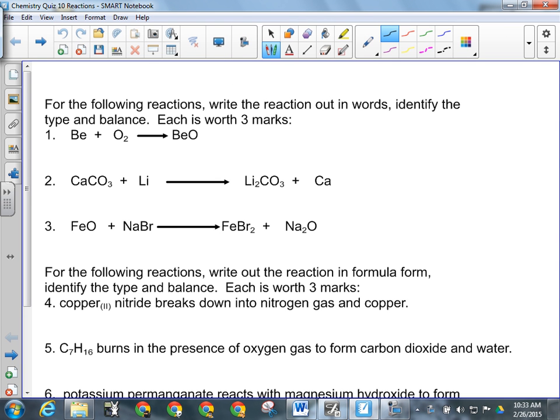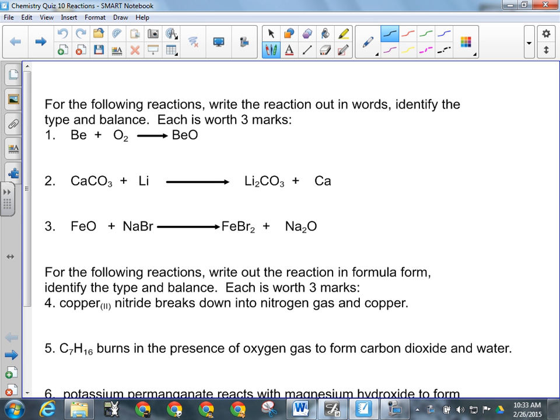All right, here's how the marking is going to go for the first three. You're going to get 1 mark for correctly identifying the reaction type. You're going to get 1 mark for having it written out in words with no mistakes. And you will get a 3rd mark for having it balanced correctly. All right, 3 marks for each one.